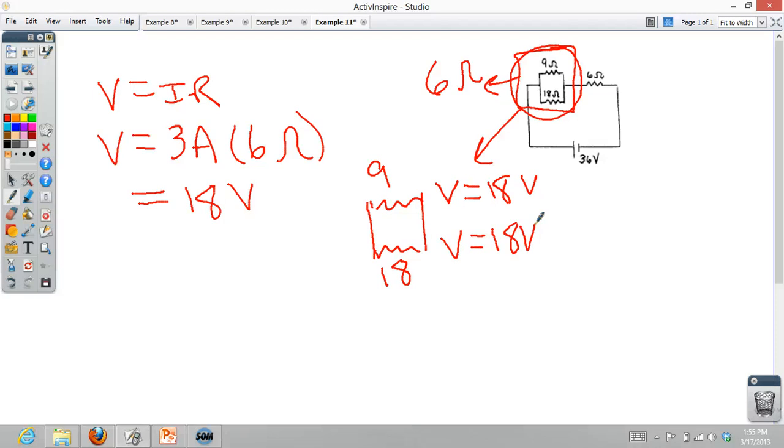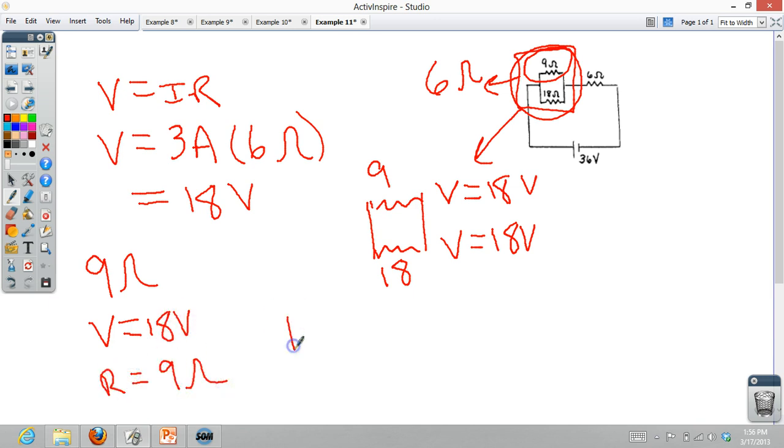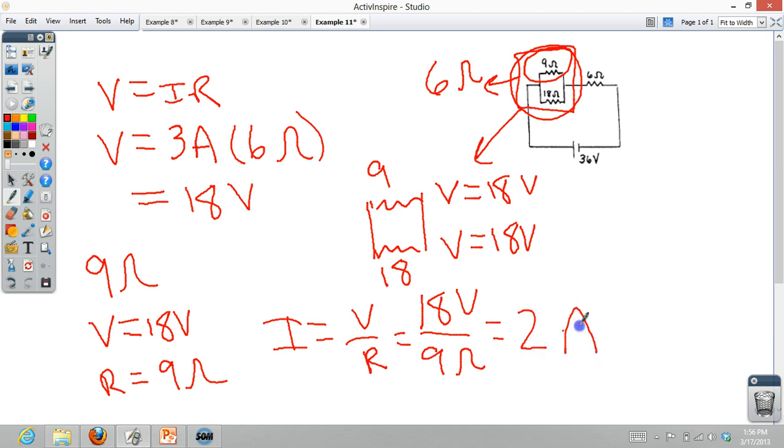Now we can go ahead and solve for what they wanted us to in the first place, and that is what is the current in the 9 ohm resistor. For that 9 ohm resistor, we know that the voltage is 18 volts, and we know that the resistance is 9 ohms. So let's just simply go back and use our equation again, Ohm's law. I is equal to V over R. Our voltage is 18 volts, and our resistance is 9 ohms. So if I divide the two, I end up with my final answer, which has taken us several steps, and that would be 2 amps.